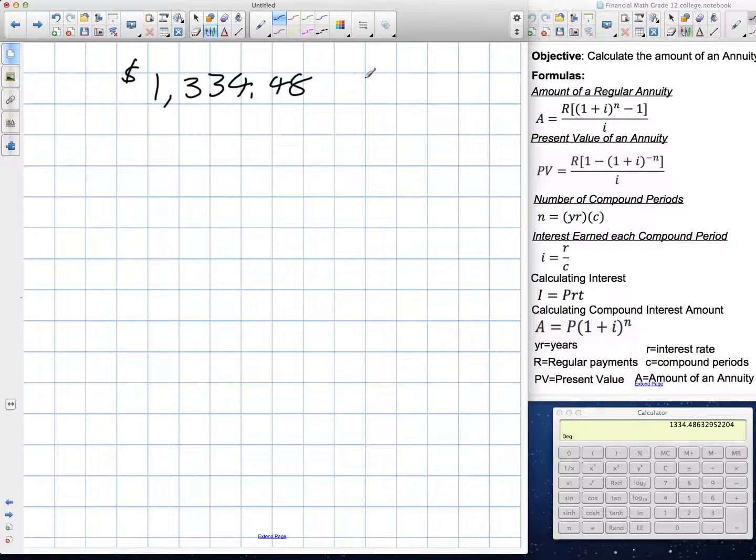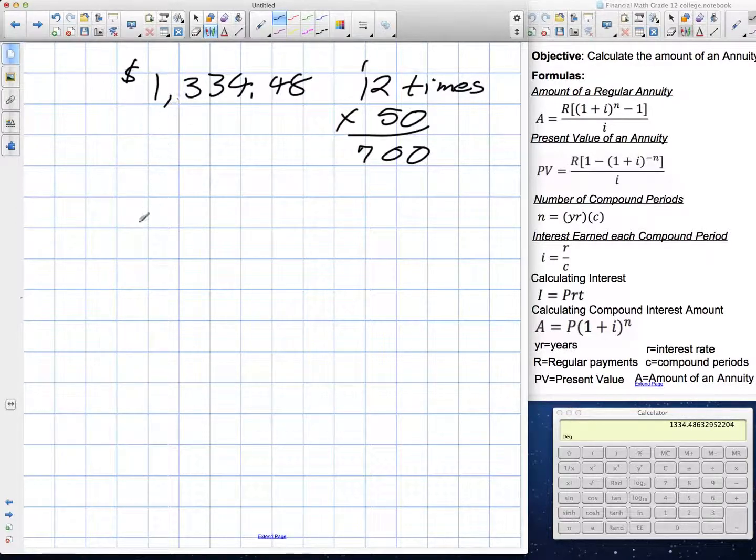So he did this 12 times a year. How many years was he doing this for? 50. So how many times in total does he make this payment? How do we figure that out? Times that together and then you times it by 50. That's right. We got to multiply the 12 times a year by the 50 years. So we're looking at 600. He makes 600 payments of this, okay, over the 50 years.